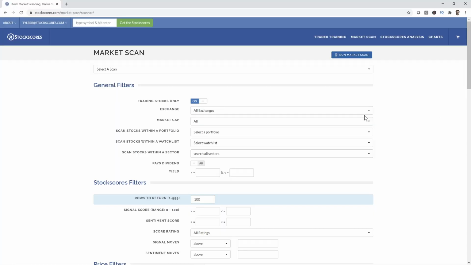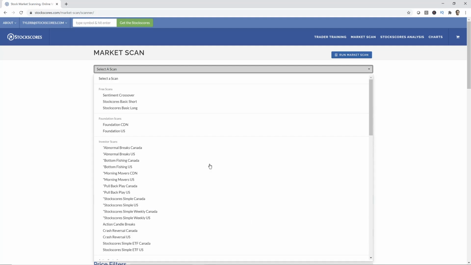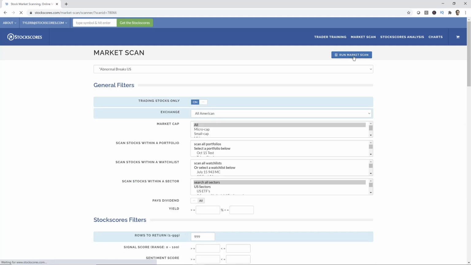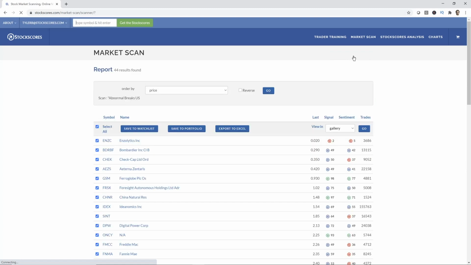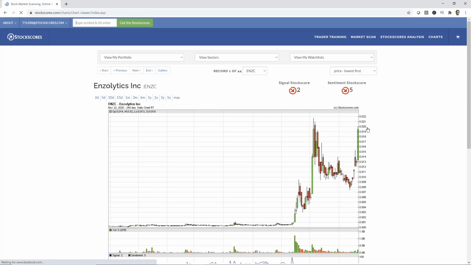All right, let's jump over to the Stockscores Market Scan tool and run a market scan. What we're going to do is run the Stockscores Abnormal Breaks US scan. So this looks for stocks on the US market that are trading abnormally Friday. It found 44 of them, and I'm not sure if we're going to find anything good or not, but we'll just look through a few charts to think about what I like to look for when I'm analyzing these charts.